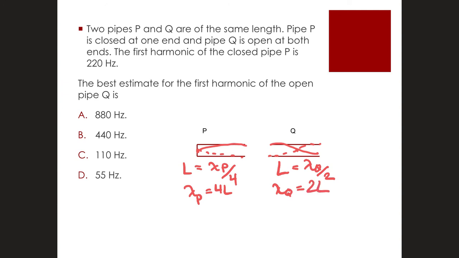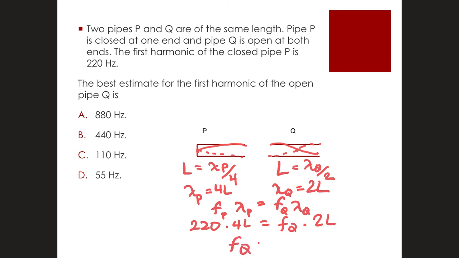If I use my wave equation, because we know that they're going to have the same speed, because it's the speed of sound in the same medium, I'm going to have Fp lambda P is going to equal Fq lambda Q. If we substitute in our known values, 220 is the frequency in P, and its wavelength is 4L. In Q, we have the frequency of Q we're looking for, and its wavelength is 2L. And if I move that around, we are going to get 220 times 4 divided by 2 gives us 440.